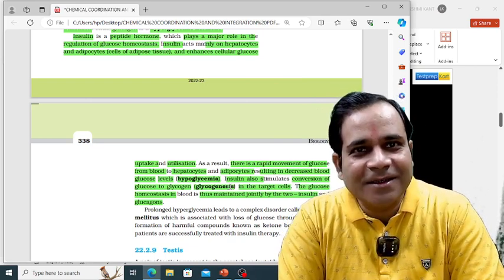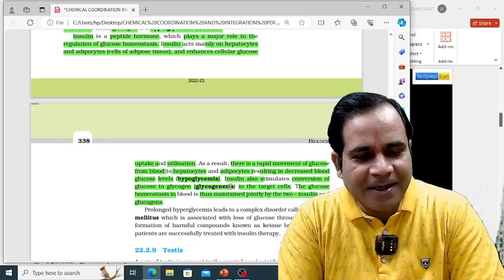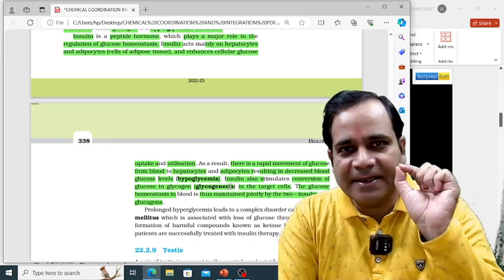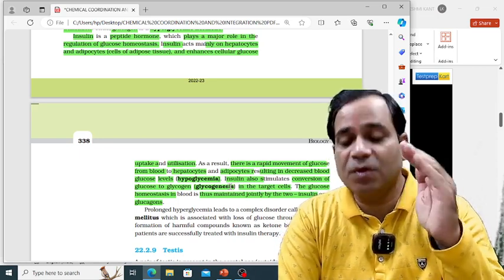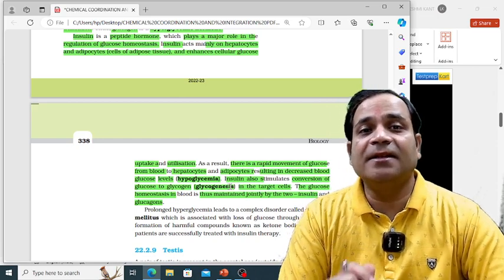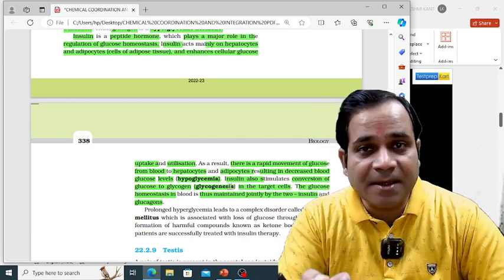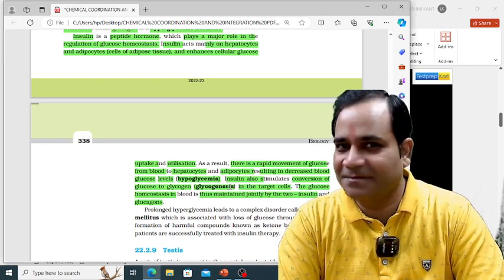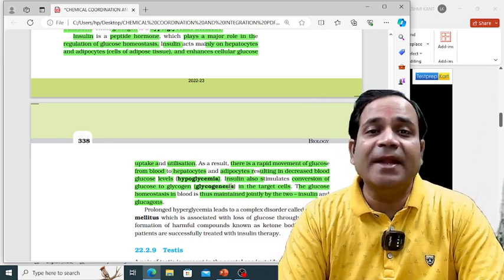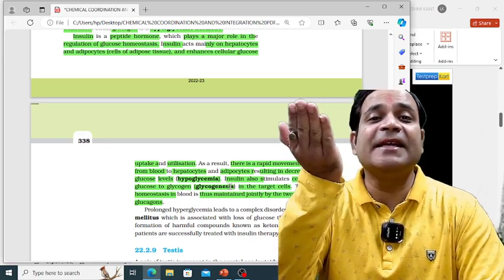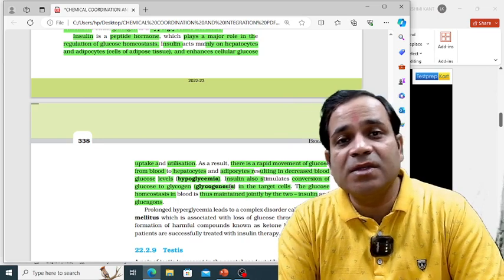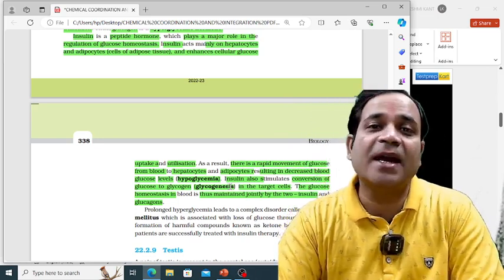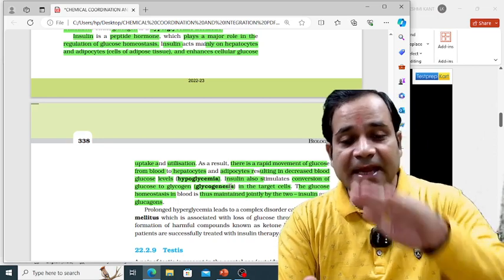Getting my point or not? Is it necessary to repeat again? Okay, I'm going to repeat again. Listen carefully. When the amount of insulin decreases, the amount of glucose level increases in the blood, known as what? Diabetes mellitus, my dear. Number two, when the insulin hormone increases, the amount of glucose in the blood decreases. Getting my point? That is known as what, my dear? Diabetes insipidus.